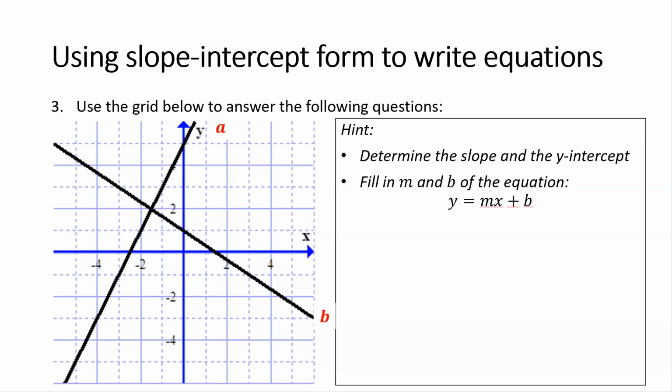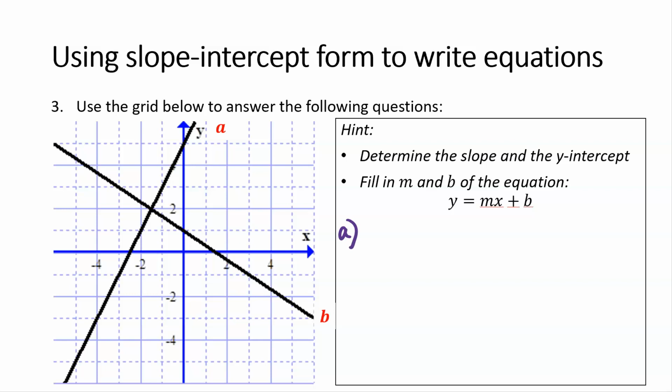What if we were shown some graphs and we want to figure out what the equation of those graphs are, what the equation of the lines are? Well, what you'd want to do is figure out what the slope is, figure out what the y-intercept is, and fill those numbers in the y equals mx plus b form. So let's take a look at line A there.